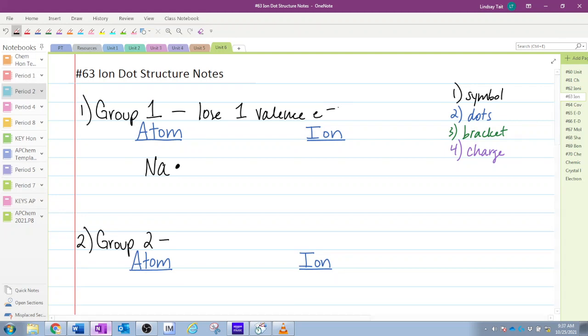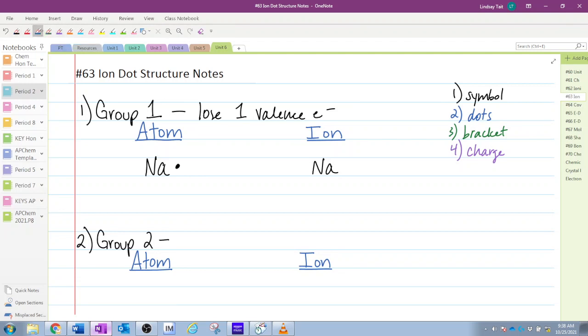So that will be true for every atom in group 1. They will all lose their 1 valence electron because that's the fastest route to an octet. All right, so now I'm going to draw the dot structure for an ion. Here we go. Step 1, symbol. But now, step 2, dots. Guys, we just took 1 electron away. So how many are left on that energy level? 0. Guess what? That means you put 0 dots.